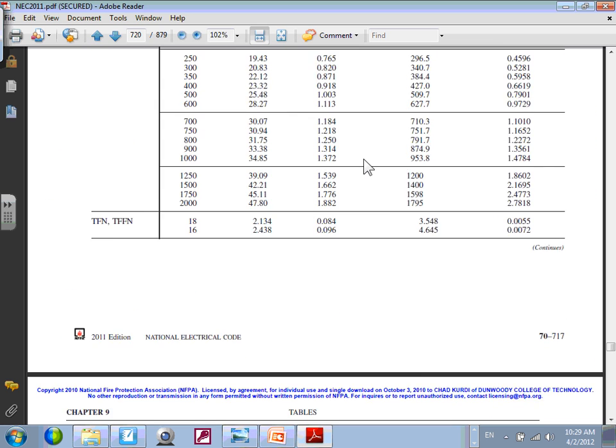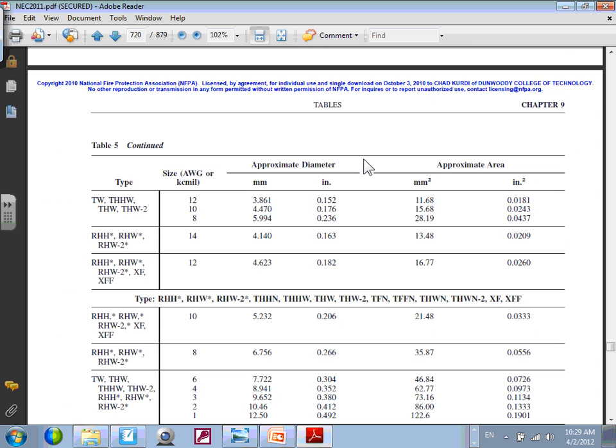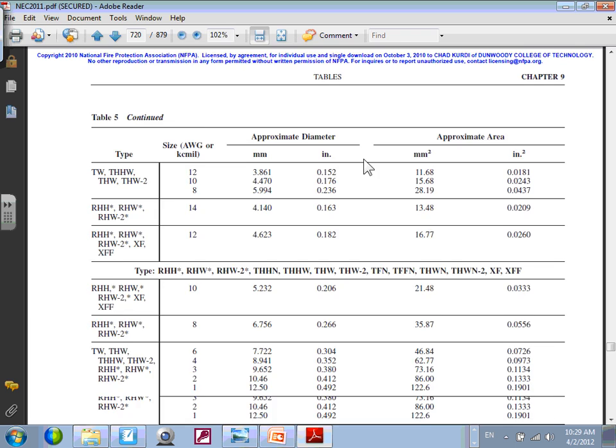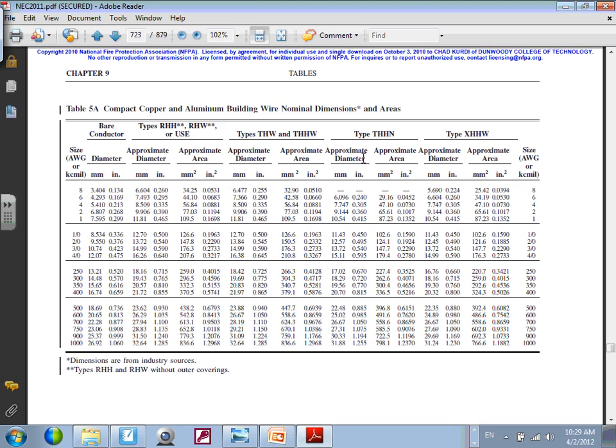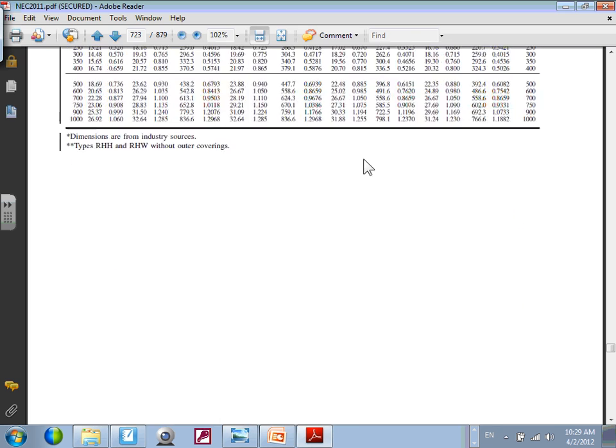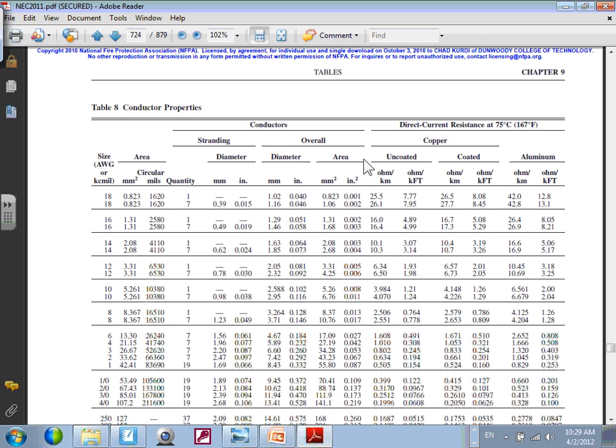Table 8, you guys find table 5. Everybody's familiar with table 5. It gives you the cross-section area of the conductors when we size. I hope by now we know it. I just want to go to table number 5A, table number 8. Table number 8, we use it for voltage drop, guys.